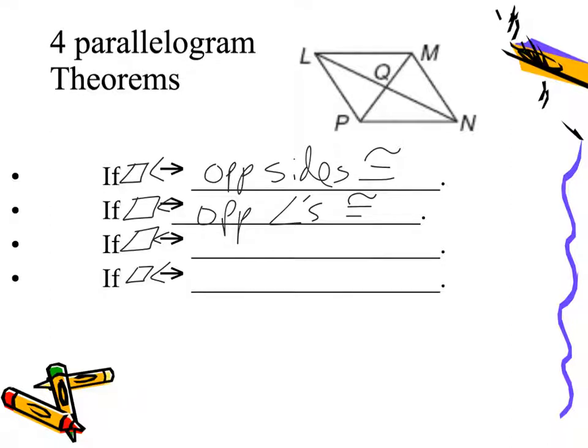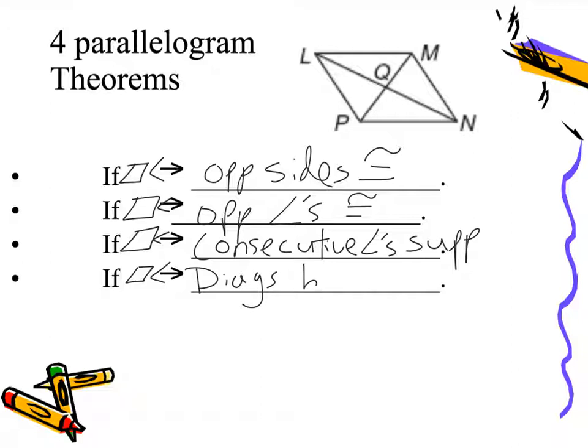The next one we have is consecutive angles supplementary. Meaning like this angle here is supplementary to this angle right here. So as you work your way around clockwise or counterclockwise, pairs of angles are supplementary to each other. We also have that our diagonals bisect each other.